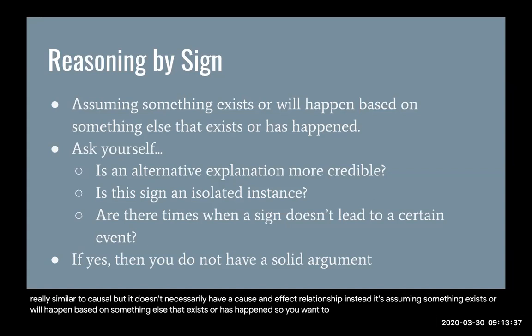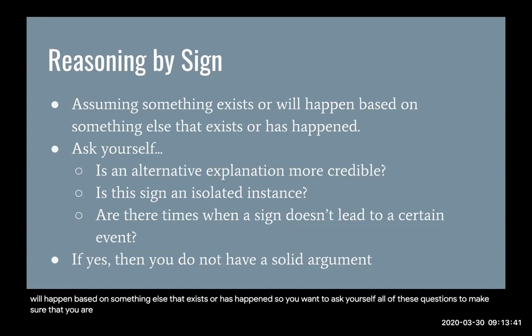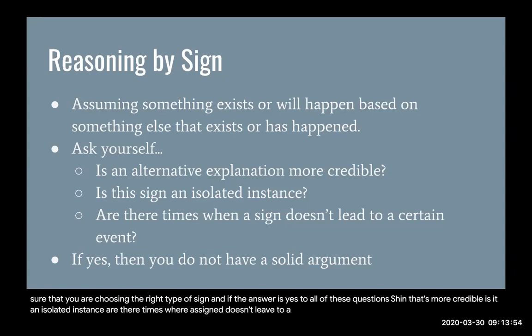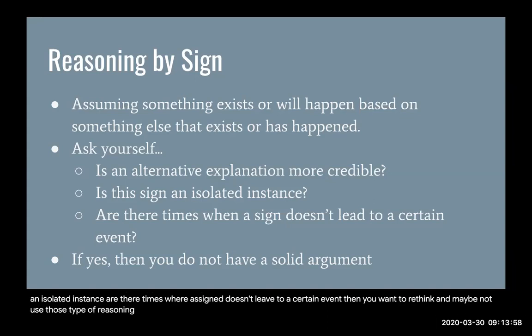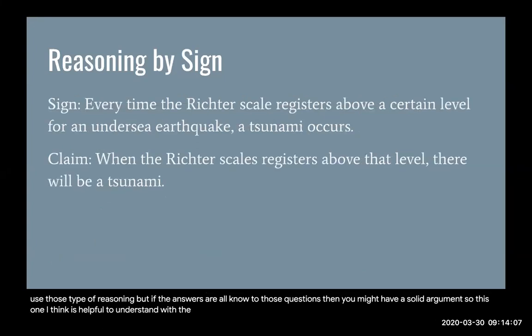So you want to ask yourself all of these questions to make sure that you are choosing the right type of sign. And if the answer is yes to all of these questions: is there an alternative explanation that's more credible? Is it an isolated instance? Are there times where a sign doesn't lead to a certain event? Then you want to rethink and maybe not use this type of reasoning. But if the answers are all no to those questions, then you might have a solid argument. This one I think is helpful to understand with the example.